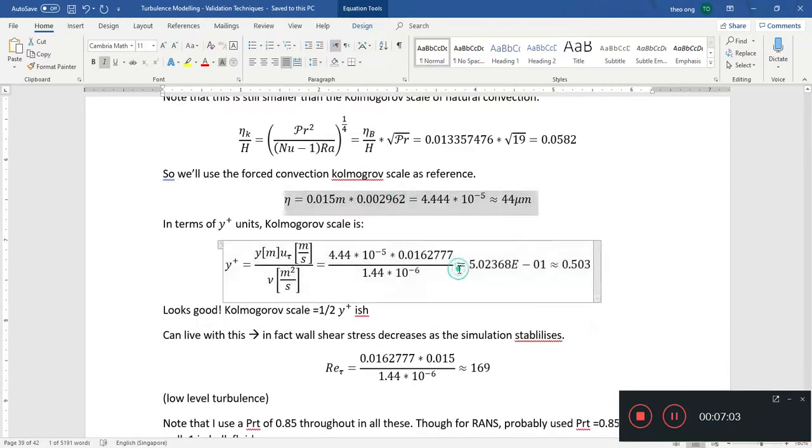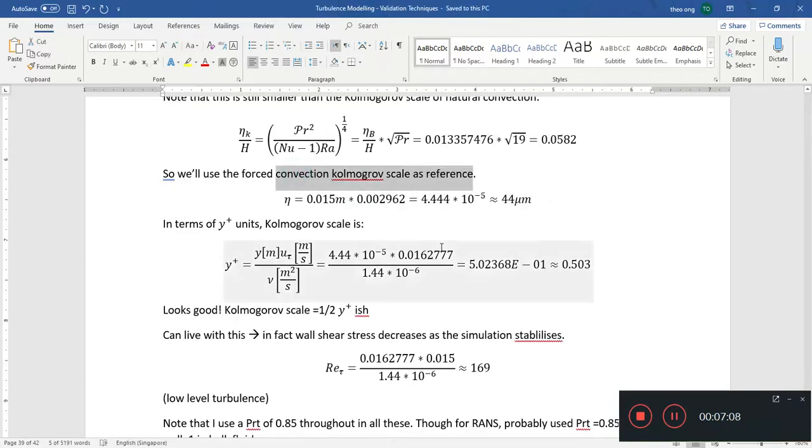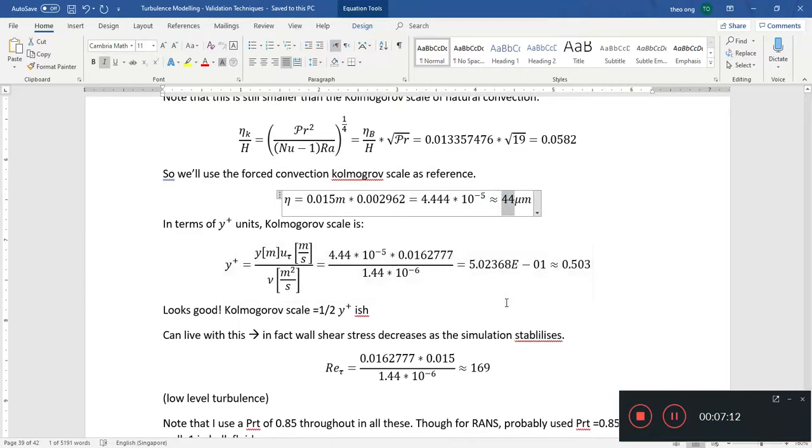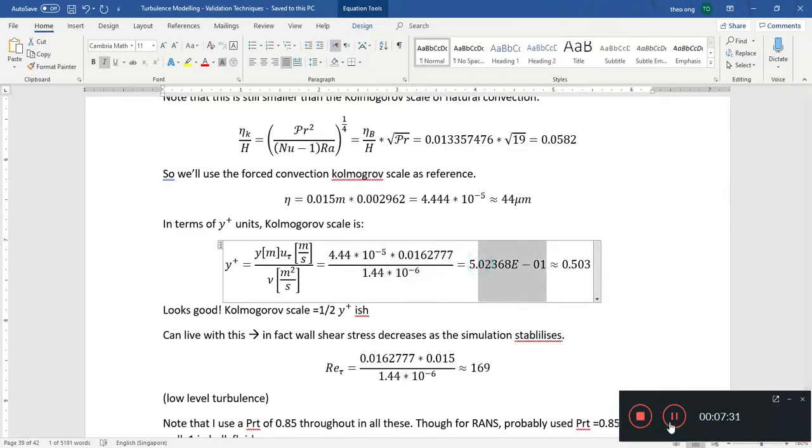Okay, so forced convection. The Kolmogorov scale will be used as the reference, and that's about 44 microns. So it's a bit bigger this time. If we put this into the equation to see what this length scale, 44 microns, actually corresponds to in terms of Y plus units, when you substitute everything in, you get about 0.5. So about 0.5 is pretty decent.